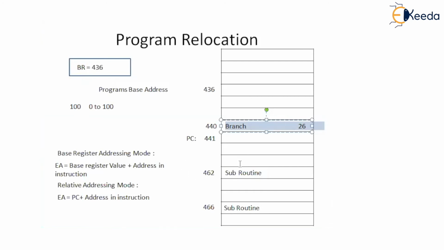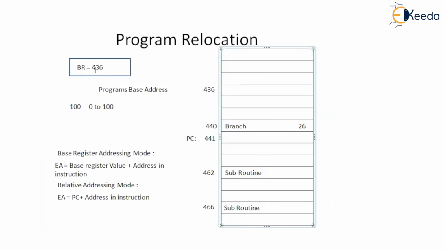I want to branch to 26, but can I branch to 26? I can't, because 26 is some different location. 26 might be falling under some different program. A program cannot access any other program's address space. So when you want to branch to specific locations within your program, I may use a base register addressing mode or a relative addressing mode.